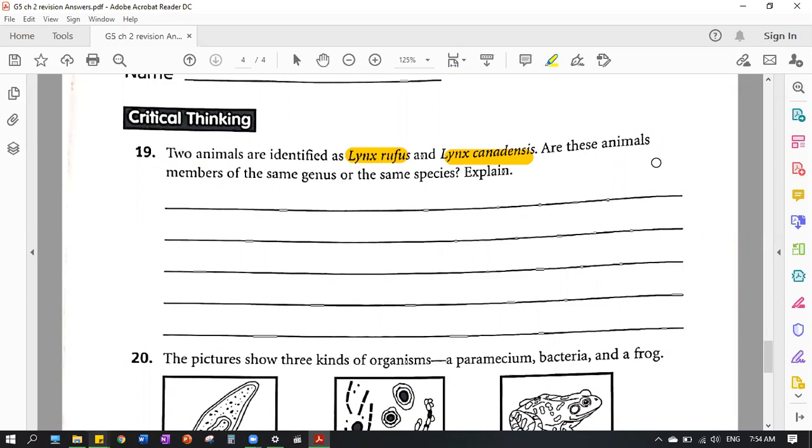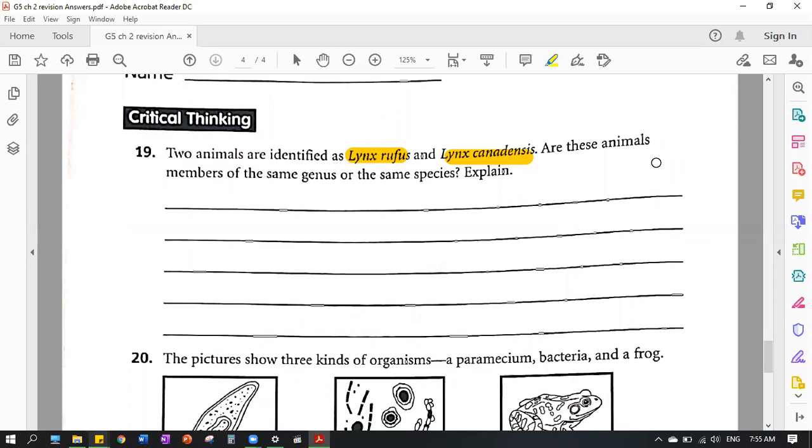Yes, so you say they belong to the same genus because both of them carry the same name, Lynx. Yes, and the scientific name is made up of two parts, the genus and the species. Yes, that's right. Thank you so much, Yasin. Yes, this is how simple it is. So, guys, the answer doesn't have to be complicated.